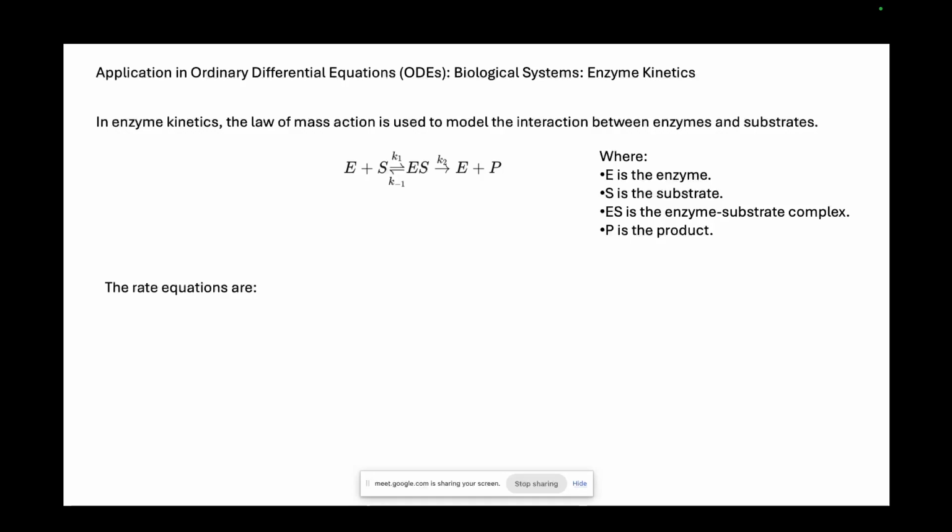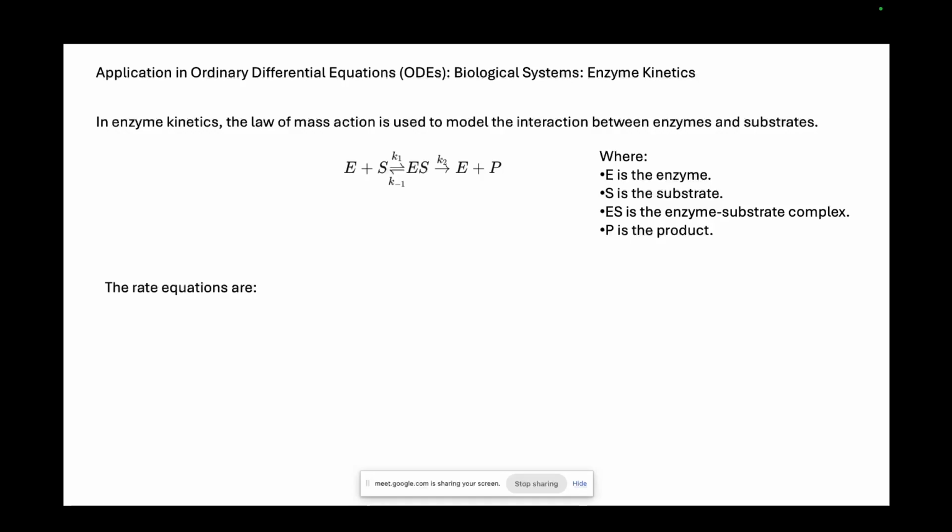So, as I was saying, in enzyme kinetics, the law of mass action can be applied. This is a simple reaction many of you might have seen. E is your enzyme, S is your substrate. K1 and K minus 1 are basically the rates of the opposite reactions. So K1 is the rate of the reaction of forming ES from E and S, and K minus 1 is the opposite, formation of E plus S from the ES complex.